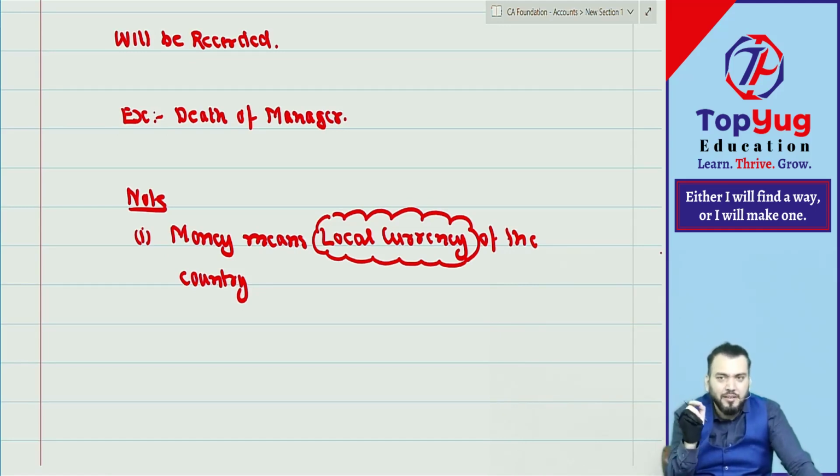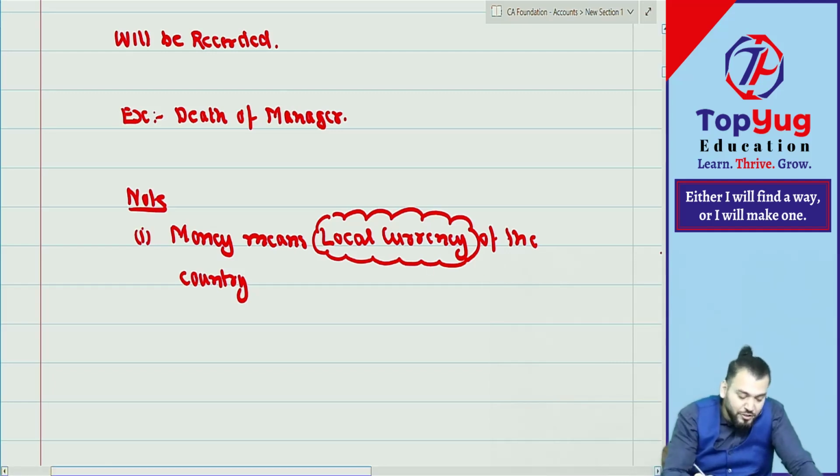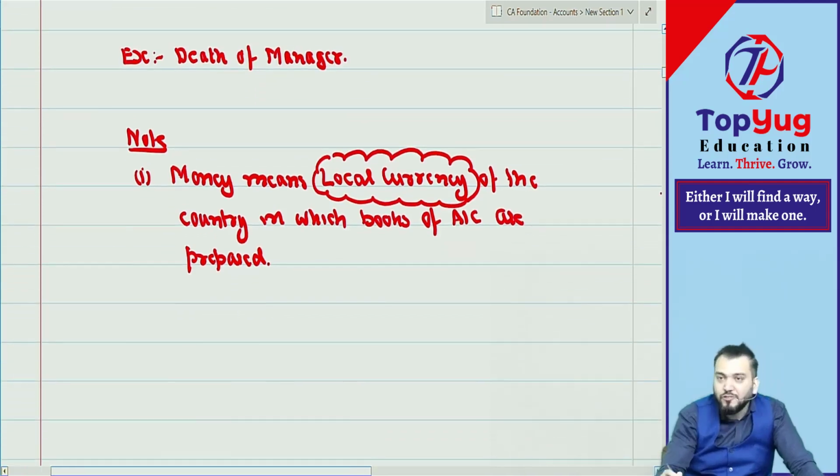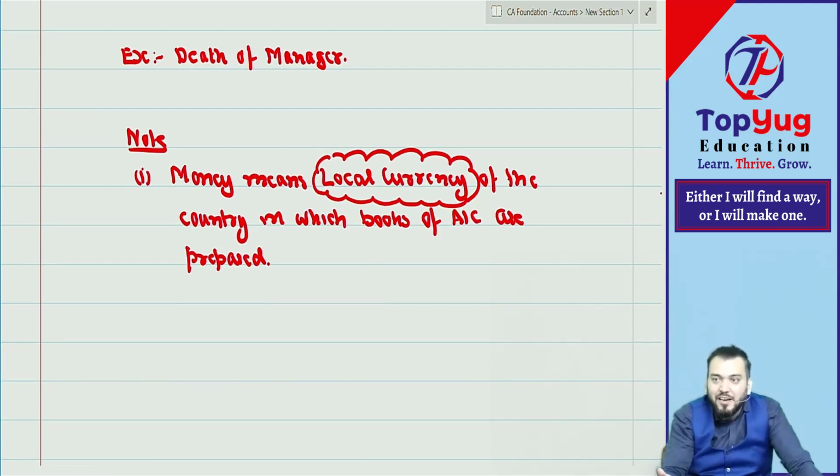It is a symbol. INR is what? Sorry, denomination. Rupee is what? Symbol. Correct. So local currency of the country in which books of account are prepared. Of course, if books of account are prepared in India, we record transactions in rupees.